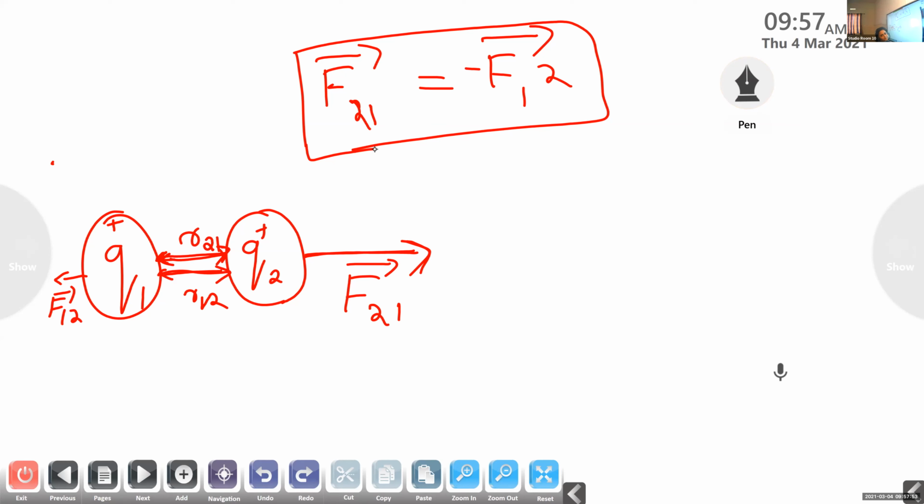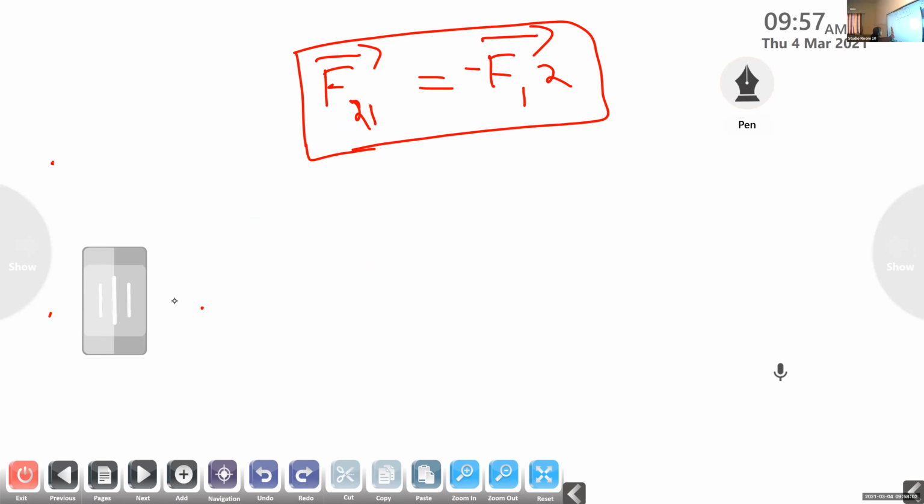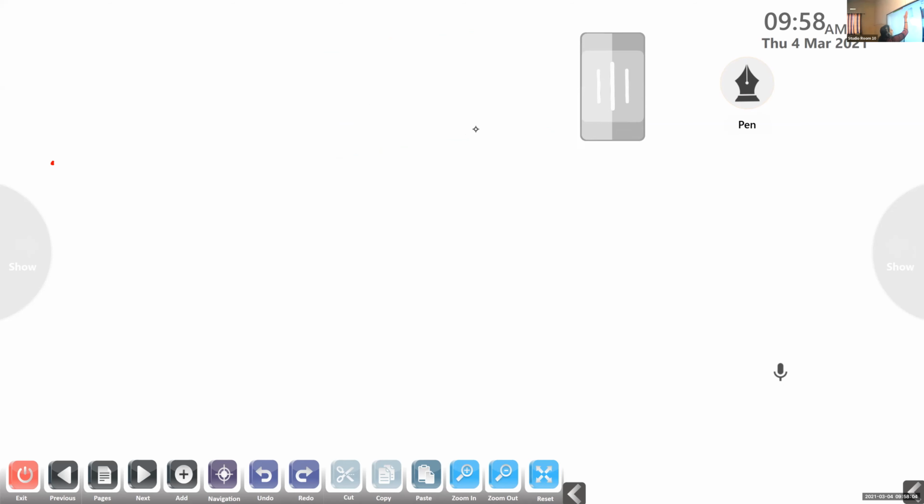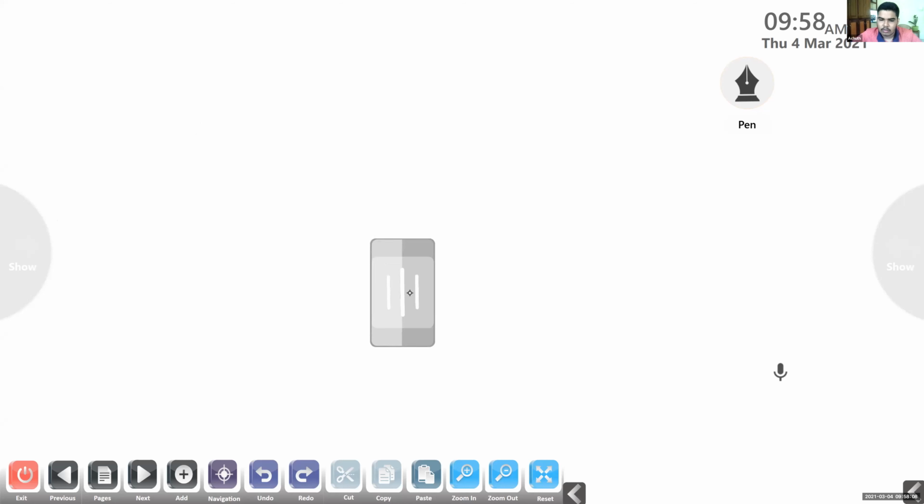Is it clear? Yes, ma'am. Any doubt? Is there any doubt up to this topic? Anyone with a doubt can ask, clarify now itself, no problem. Should we learn this derivation by heart? Yes, you must learn this derivation. Sometimes the question may be asked to verify or prove how Coulomb's law obeys Newton's third law.